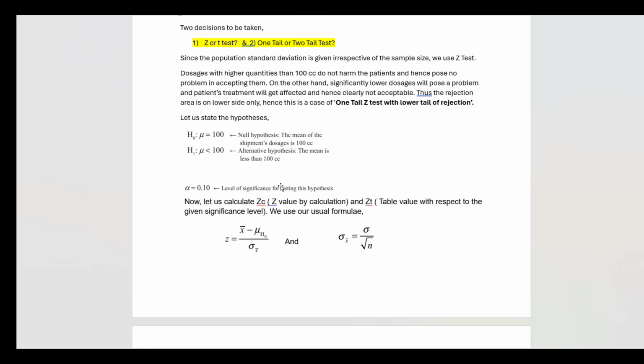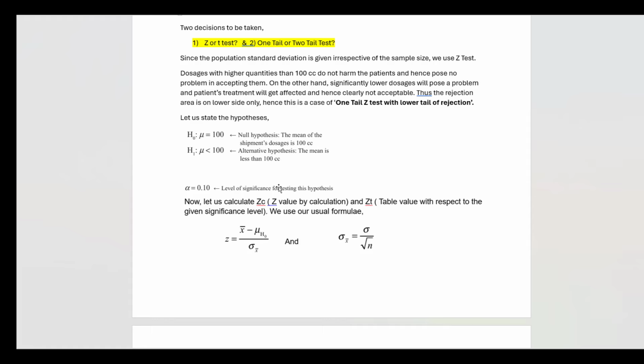Now see, clearly population standard deviation is given, which qualifies it for Z test. Now, from the statement, it is clear that on the higher side there is no rejection, but only on the lower side there is rejection. Because if it is on the lower side, it is going to significantly affect the treatment, and hence the rejection is only on one side. So clearly, this is a case of one tail Z test with lower tail of rejection.